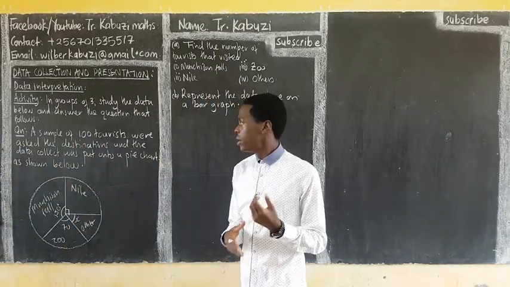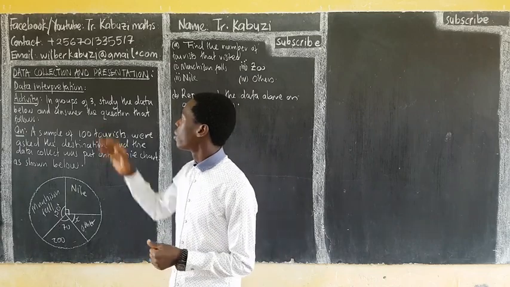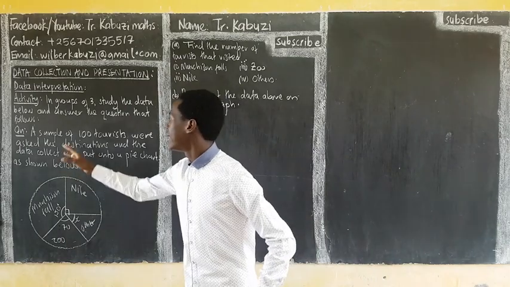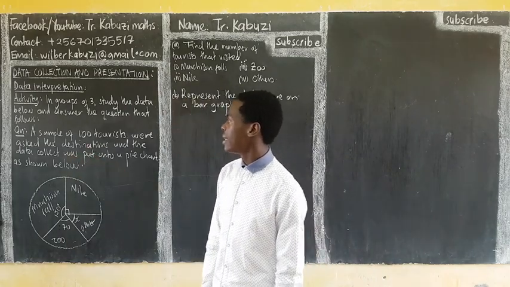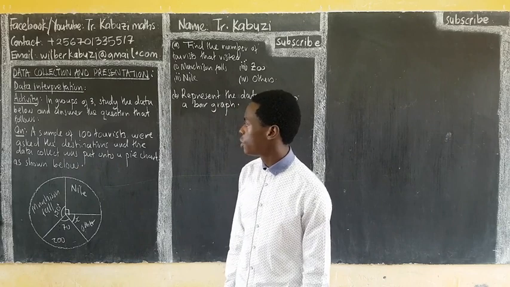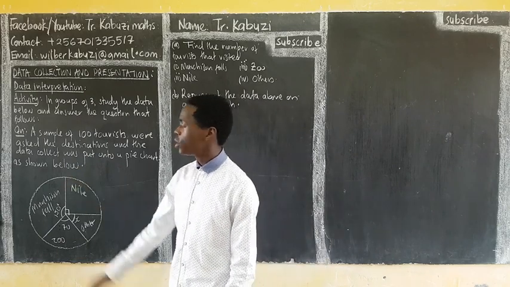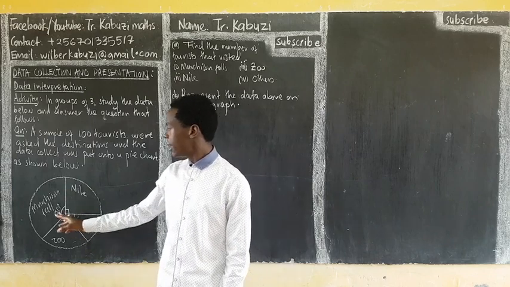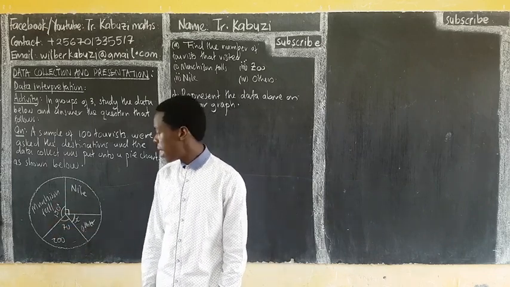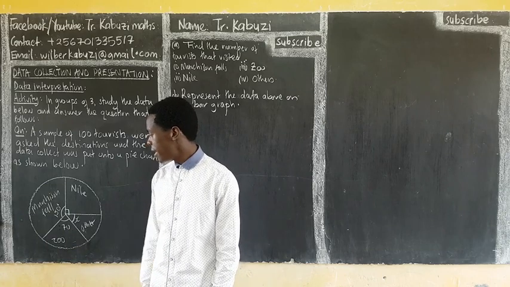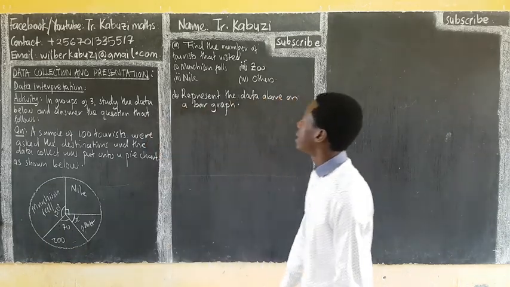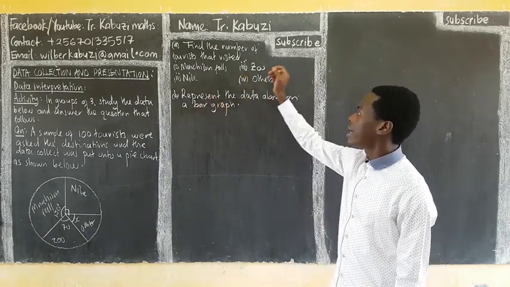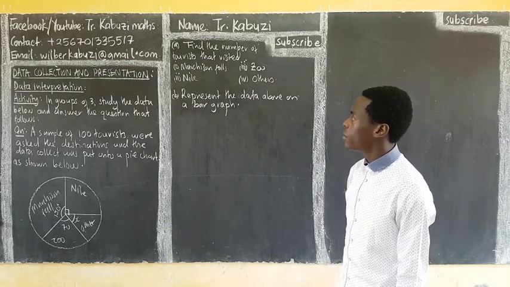Data interpretation is what we are going to see still. In groups of 3, study the data below and answer the questions that follow. A sample of 100 tourists were asked the destination and the data collected was put onto a pie chart as shown below. Maxwell Falls was 150 degrees on the pie chart, then 70, then 90, and then X. Find the number of tourists that visited Maxwell Falls, Zoo and others. Represent the data above on the bar graph.